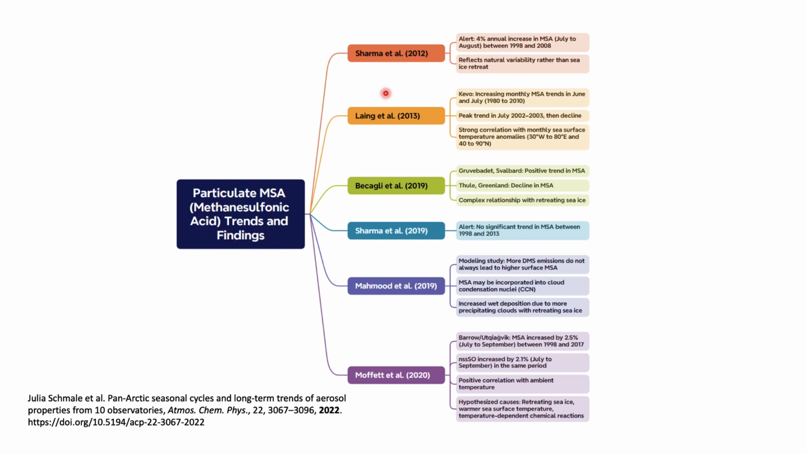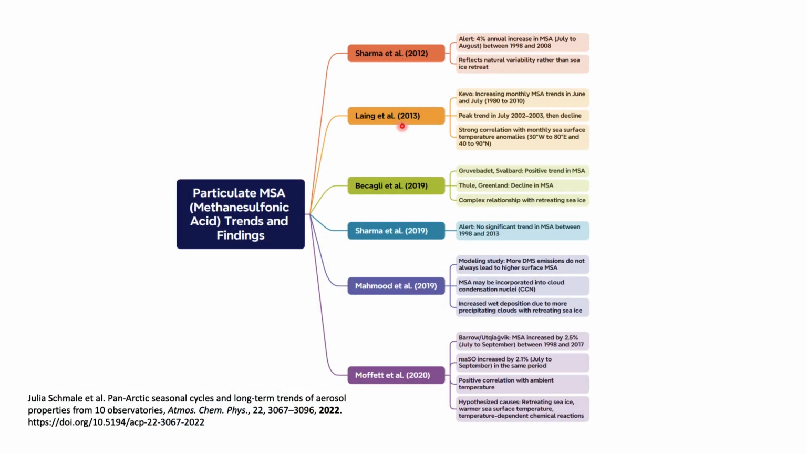Various scientific studies have been carried out to study the particulate methane sulfonic acid trends, and their findings are shown here. Sharma et al., Lang, and many scientists were involved in these studies, and their observations are given here briefly. In one of the studies they found a 4% annual increase in methane sulfonic acid from July to August between 1998 and 2008, and this reflects natural variability rather than sea ice retreat.